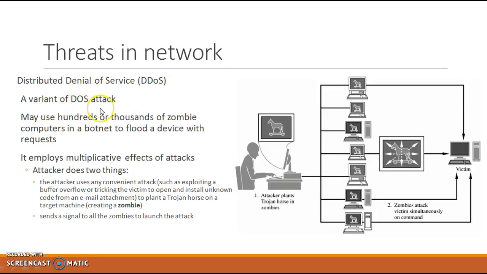It's a variant of the DoS attack, which may use hundreds or thousands of zombie computers in a botnet to flood a device with requests. It employs the multiplicative effects of attack. So it means that you can hire thousands of computers for yourself by the Trojan Horse. Trojan Horse is a kind of software. Attackers do two things. The attacker uses a convenient attack, such as exploiting buffer overflow vulnerabilities, or tricking the victim to open and install unknown code from an email attachment to plant a Trojan horse on the target machine.